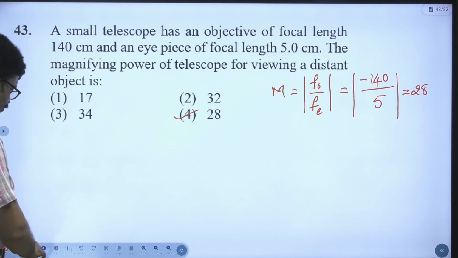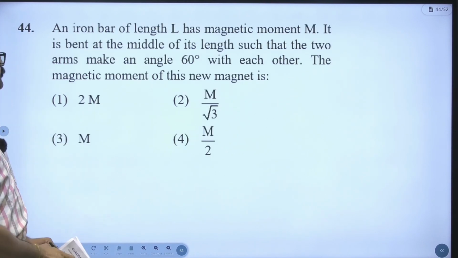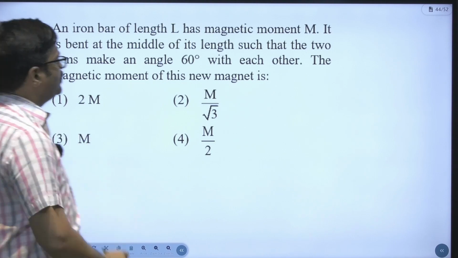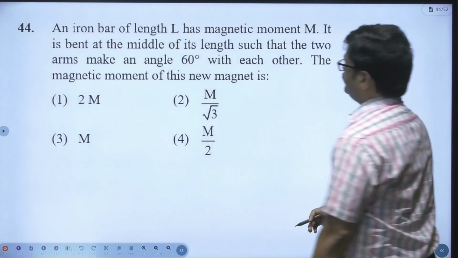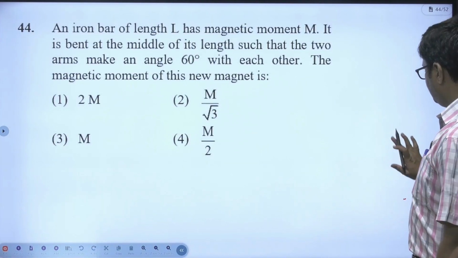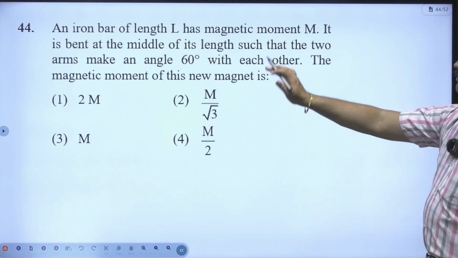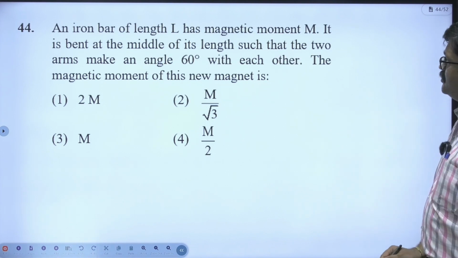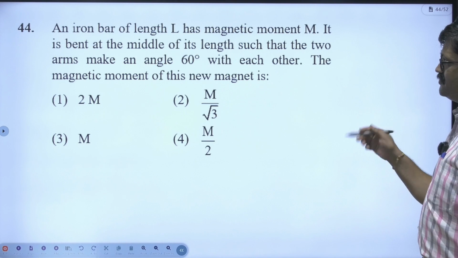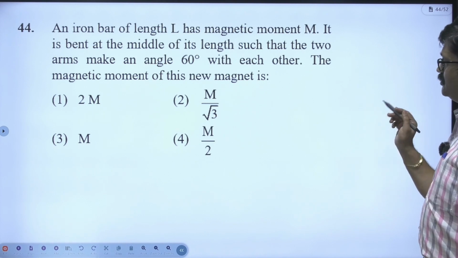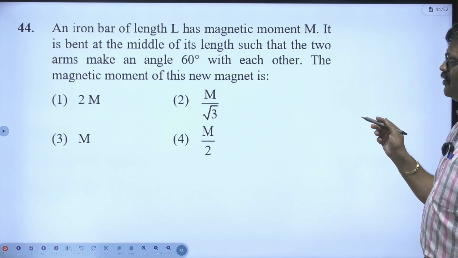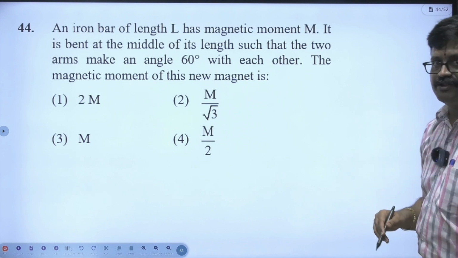Now let me move on to the 44th question. An iron bar of length L has magnetic moment M, is bent at the middle of its length such that the two arms make an angle of 60 degree with each other. The magnetic moment of this new magnet is how much, they are asking.